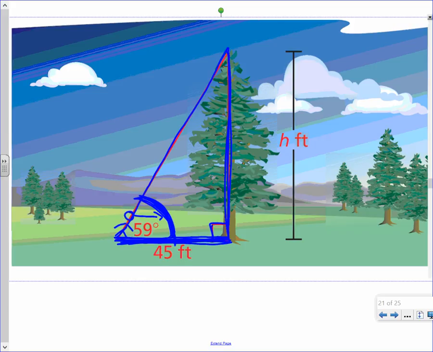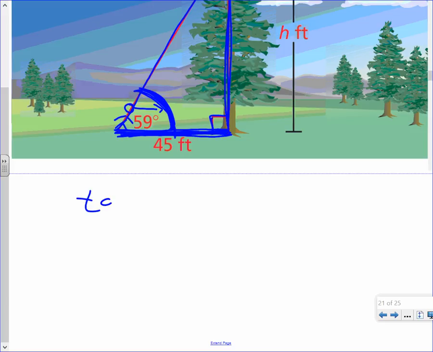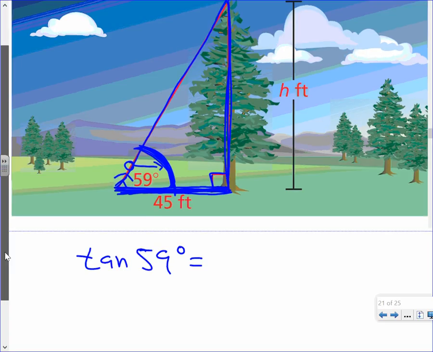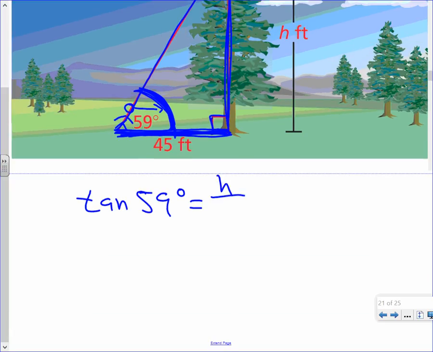So watch this now. I'm going to write tangent of 59 degrees equals opposite of 59. What's the side that's opposite? It's not touching. What's this? It's the height. The height of the tree. I'll call it H. Opposite over adjacent. Adjacent is 45. We're going to be able to solve for H now.